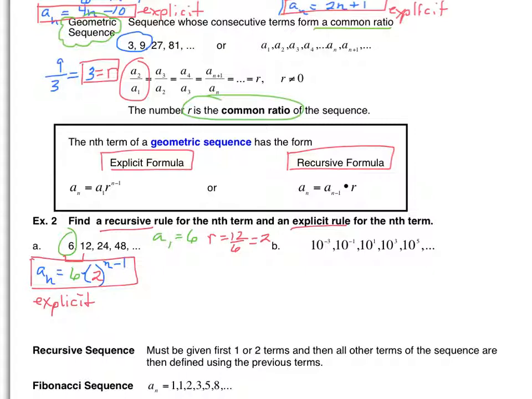And then for your recursive rule, a sub n is equal to a sub n minus 1, which doesn't change, and then you're just multiplying it by your common ratio 2. Do you think Math Excel is going to accept that as an answer? No, they probably won't. And it's like nails on a chalkboard to me. That really needs to come in front. And so your actual final answer for the recursive should be 2 times a sub n minus 1.